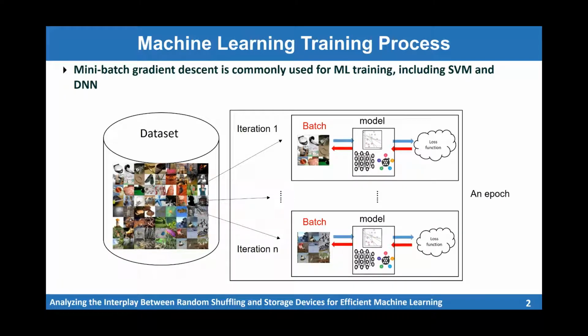Mini-batch gradient descent is commonly used for machine learning training, like a support vector machine and deep neural network. In each iteration, the ML model is trained with a batch of training instances. Training the entire dataset once is called an epoch. The process is repeated until the model reaches the convergence condition.